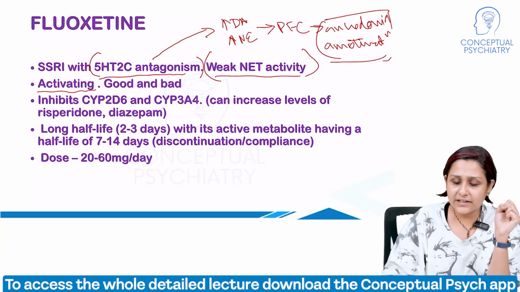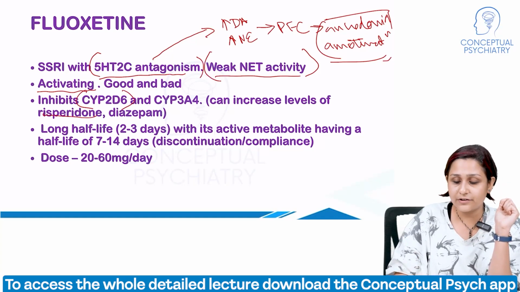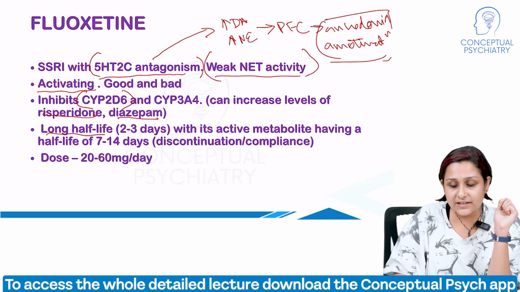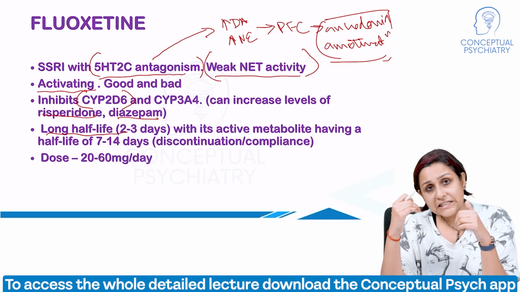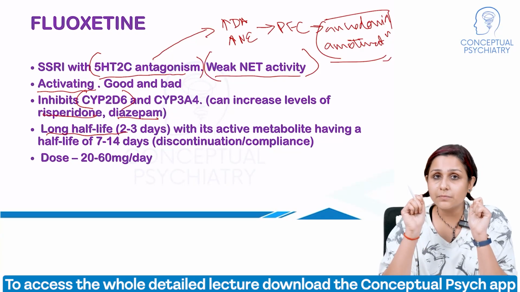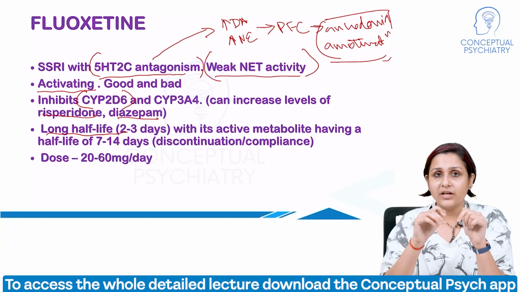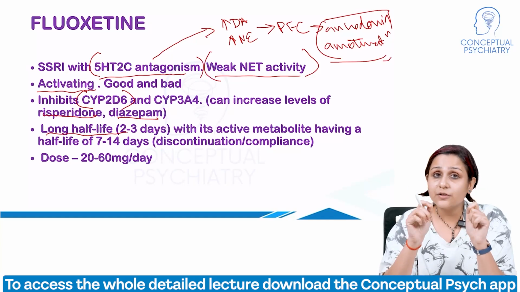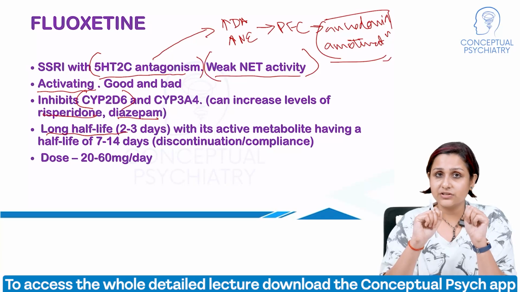So you should need to mix and match the patient profile with the activating actions of fluoxetine. As I said, it inhibits CYP2D6, therefore it can increase levels of risperidone, diazepam, and as I said, it has a long half-life, and its metabolite norfluoxetine has an even longer half-life. This can be good because people with compliance issues, they can skip a day or two of fluoxetine and will not have any major problems. Even if you miss a day or two of the medications, you will not have any severe discontinuation syndromes.